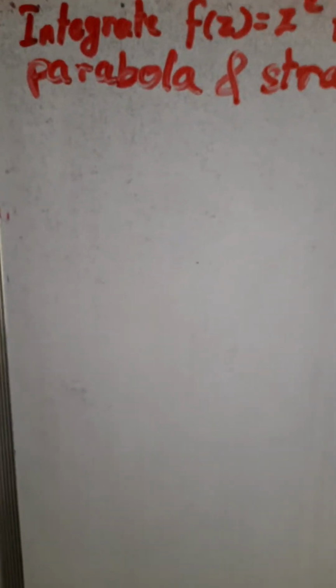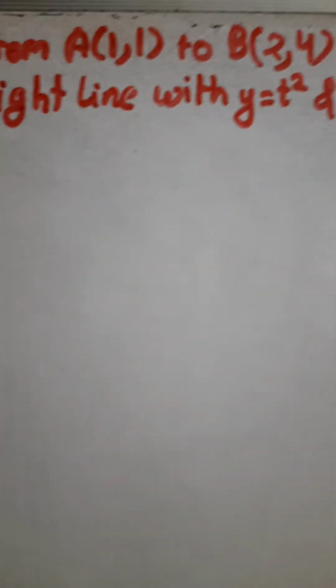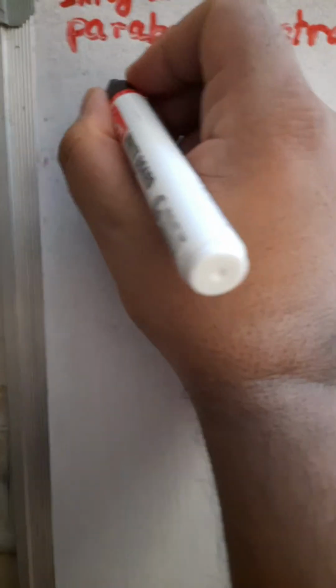Now we are gonna see complex integral for a straight line and parabola. Integrate f of z equal to z square from (1,1) to b (2,4) along a unit parabola and a straight line, with y equal to t square and x equal to t. So this is a parametric equation. First things first, we have to decode the question. First it said integrate, integration sign, f of z equal to z square. So we have to integrate f of z, which is z square.